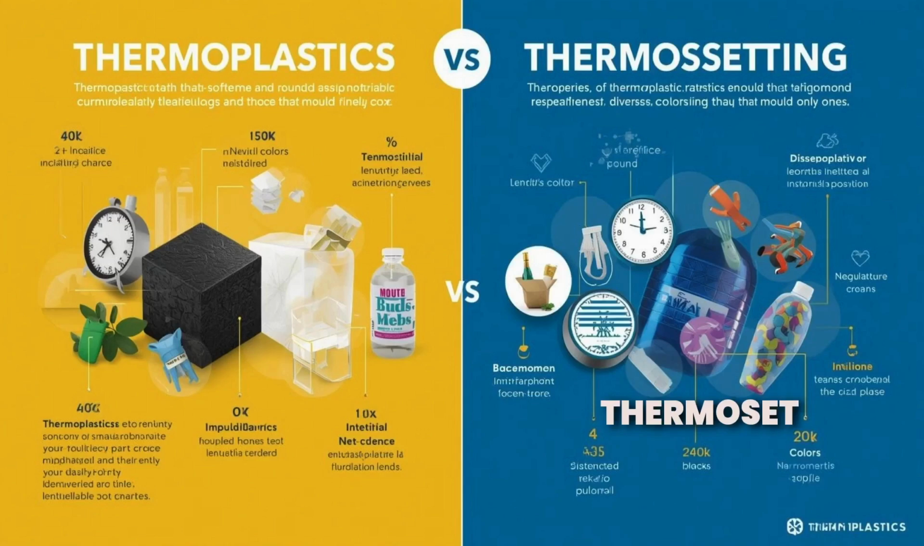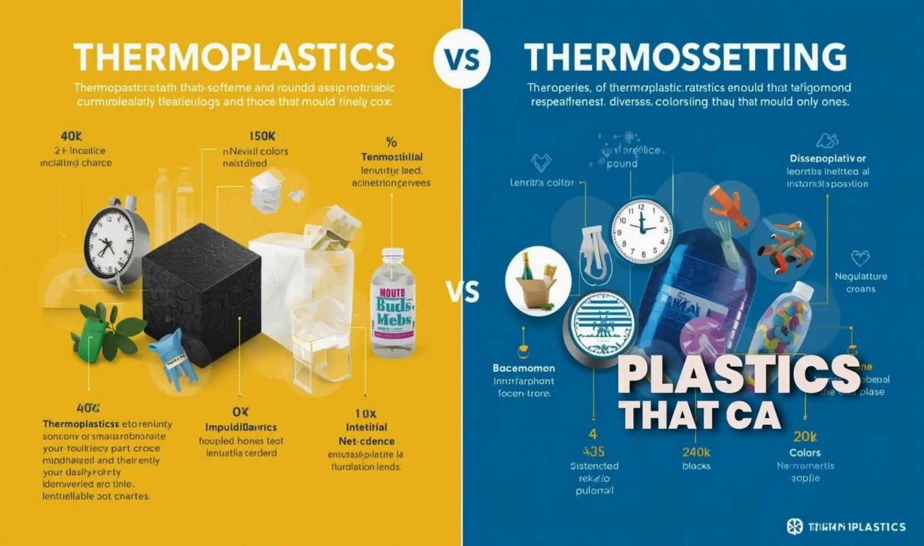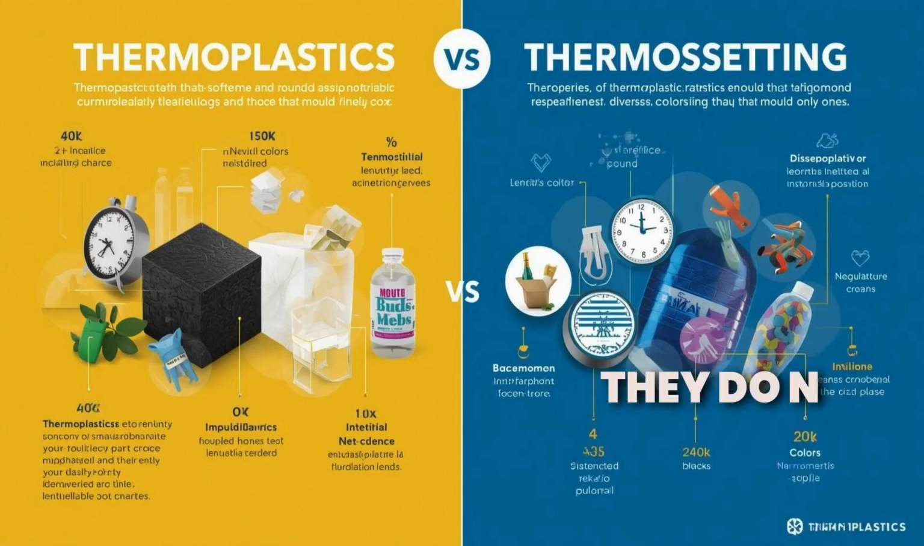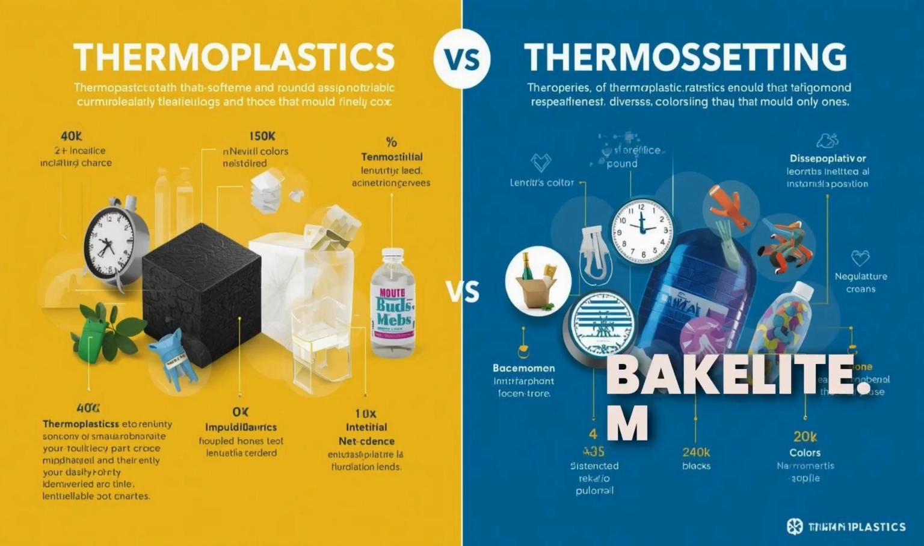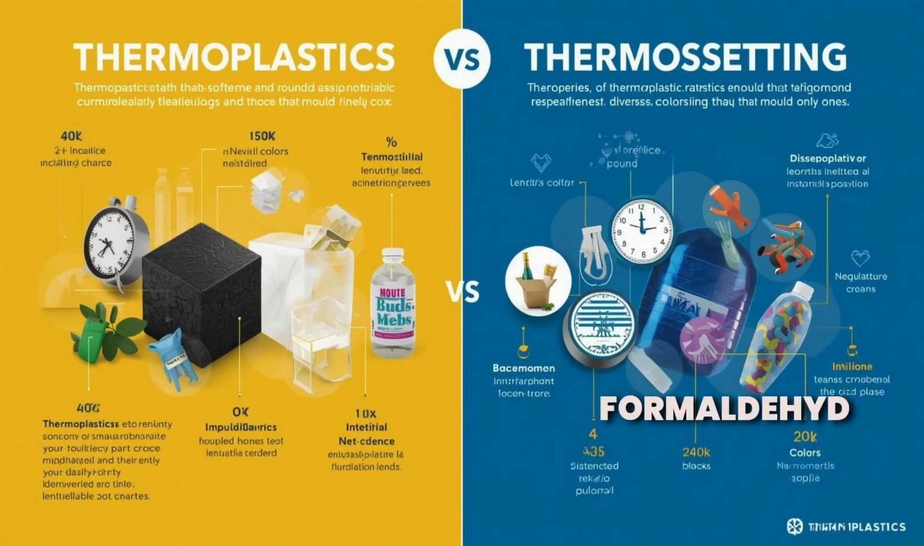2. Thermosetting plastics. Plastics that can be molded only once. They do not soften on reheating, retain shape permanently, and are harder and stiffer than thermoplastics. Examples: Bakelite, melamine, urea formaldehyde.